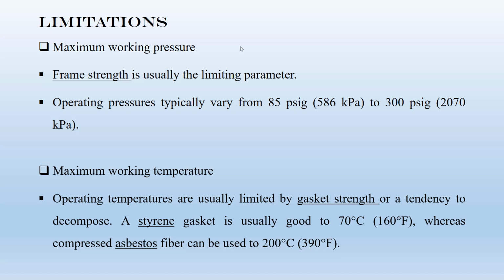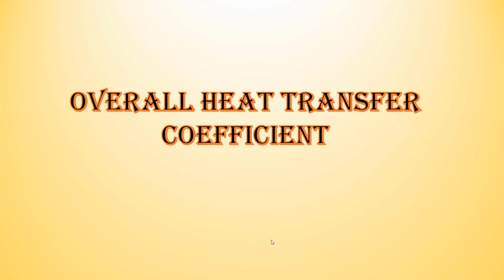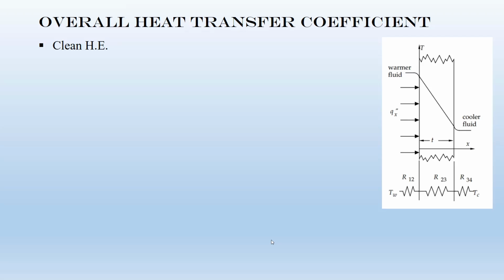If you need higher temperature, if you have fluids with a higher temperature, then you need to use other material. For example, you can use asbestos fiber as the material for the gasket. In this case, if you use the asbestos, the maximum temperature can be something around 200 centigrade. So these are two limitations for plate heat exchangers.